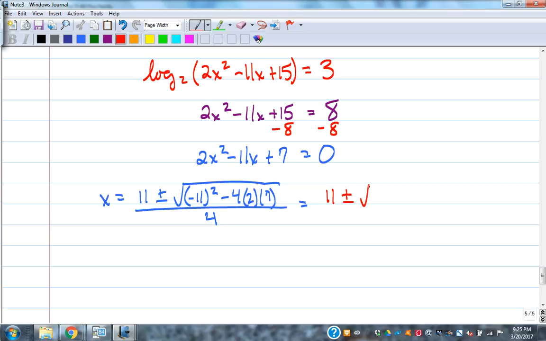11 plus or minus the square root of 121 minus 28 times 2 is 56.